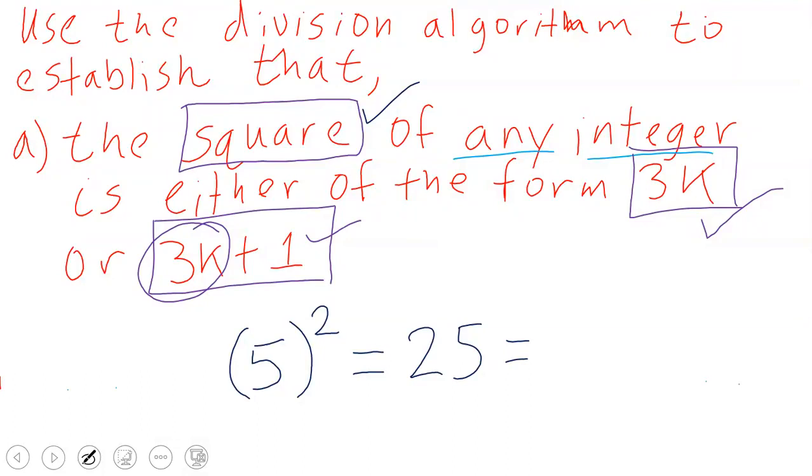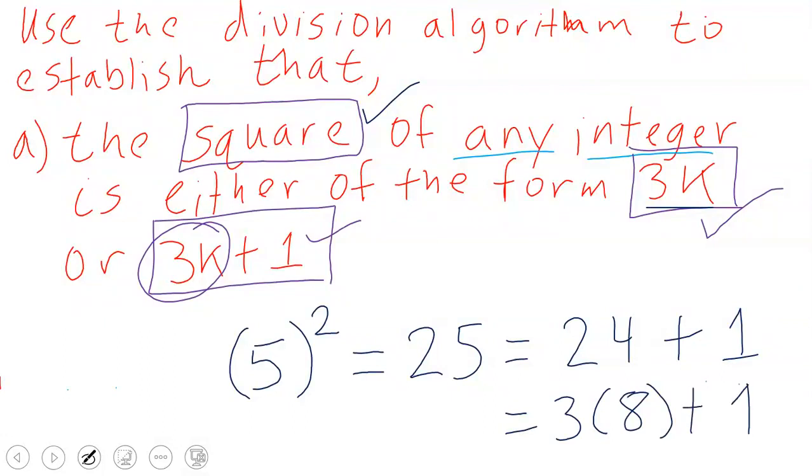They're saying that the square of that integer, which is 25, is either going to be divisible by 3, or it's going to be a multiple of 3 plus 1. Now, indeed, 25 is not divisible by 3, but how can we write 25? Well, we can write 25 as 24 plus 1, and we can write 24 as 3 times 8. And so there you have it.